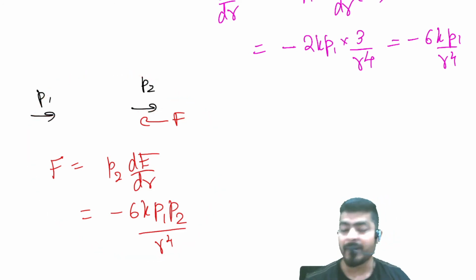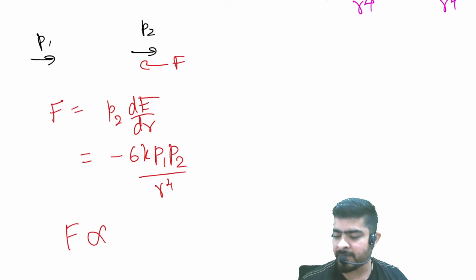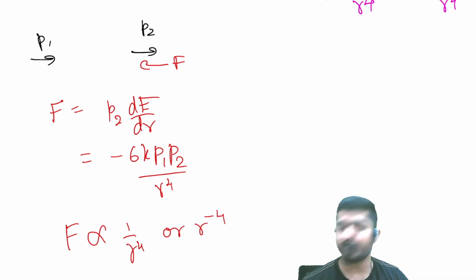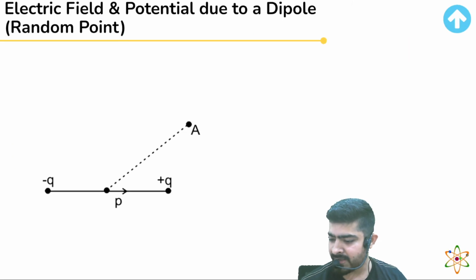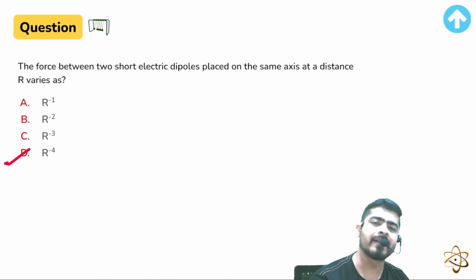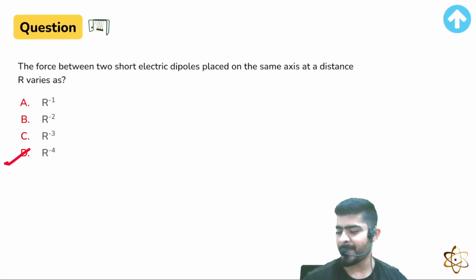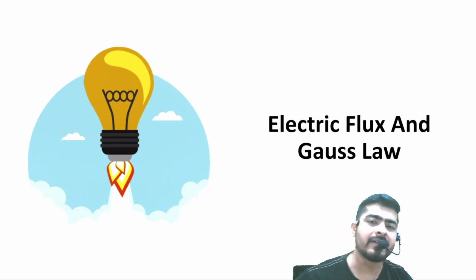But the question was asking what is F proportional to. So F is proportional to 1 by R power 4 or R power minus 4. So in the question that we just discussed, we will mark option D as the correct answer. Great. So now let's jump to the electric flux and Gauss law.